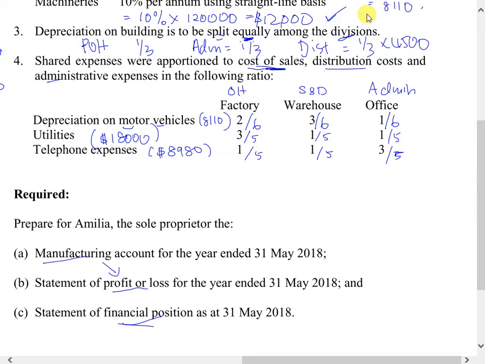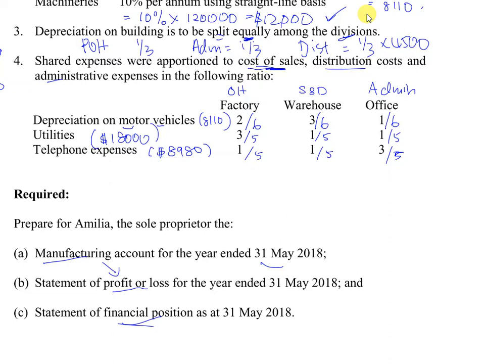You start off with your heading, statement of manufacturing account for the year ended 31st May. What does it start with? In manufacturing, we have material, labor, expenses, overhead. Start with material. So for material, how many do we have? 4 to 5. What are they?